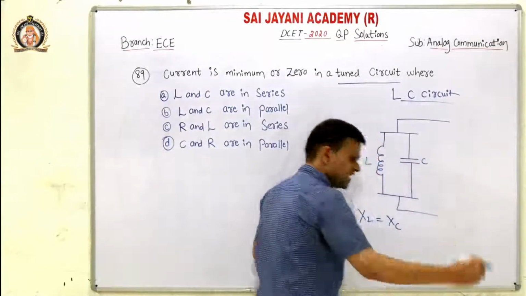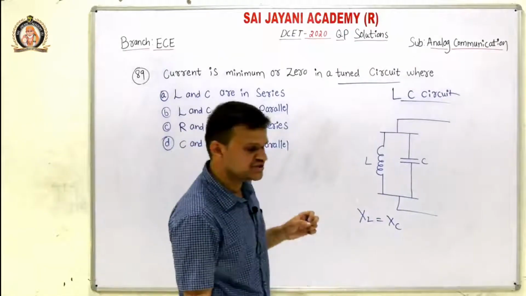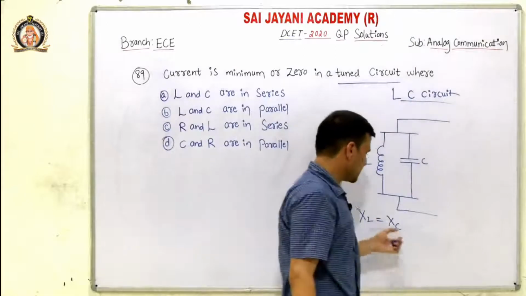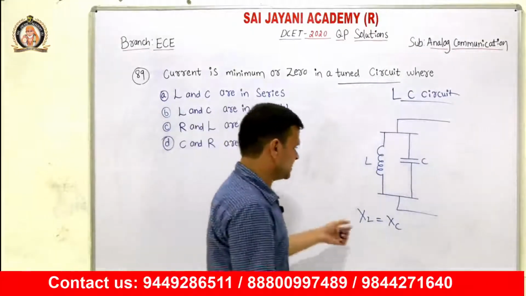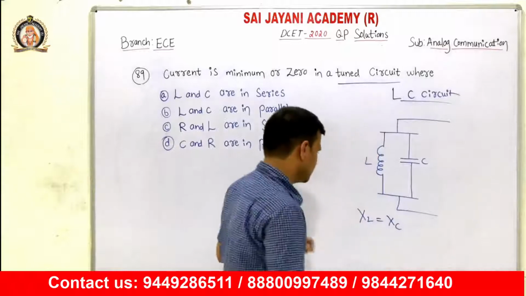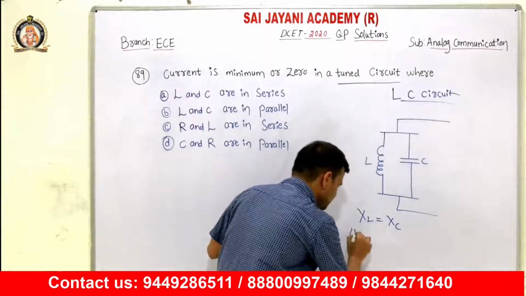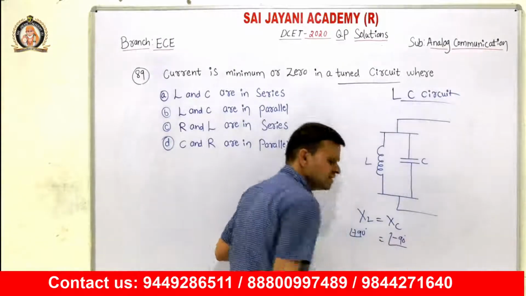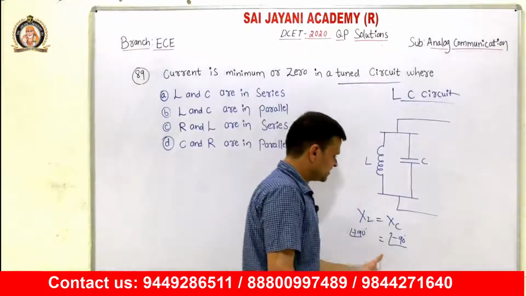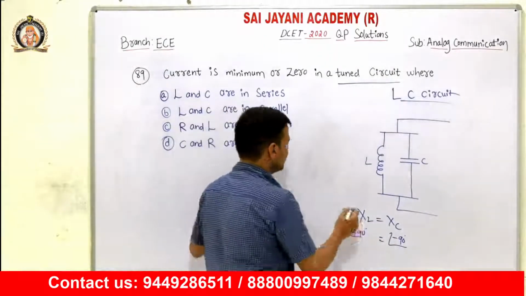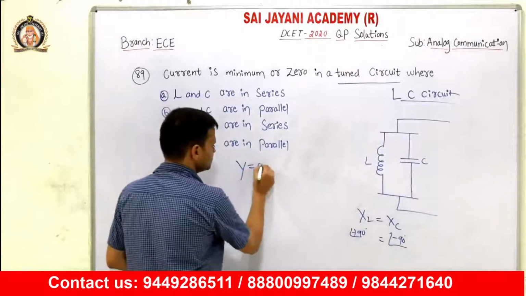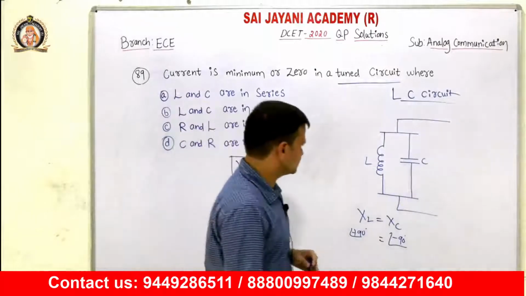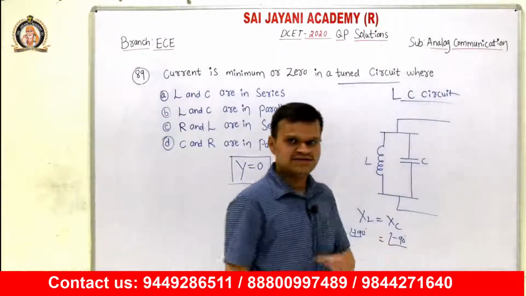During resonance condition, the inductive reactance, that is XL, becomes equal to the capacitive reactance, that is XC. But there will be a differing phase. Suppose XL has plus 90 degree phase shift, then XC has minus 90 degree phase shift. Due to the difference in their phase, the admittance value, that is Y, becomes equal to 0. Here we are calculating admittance. Why? Because the L and C are connected in parallel.